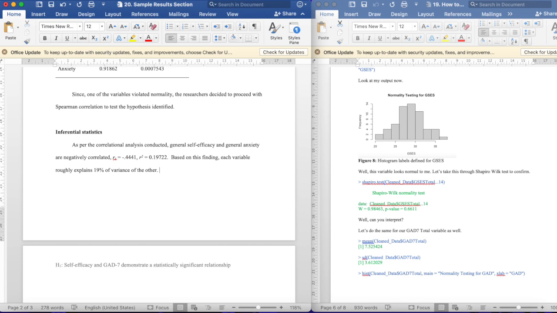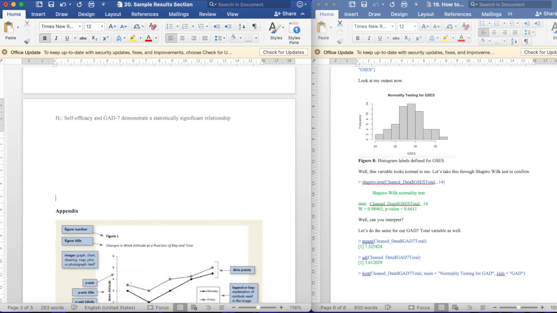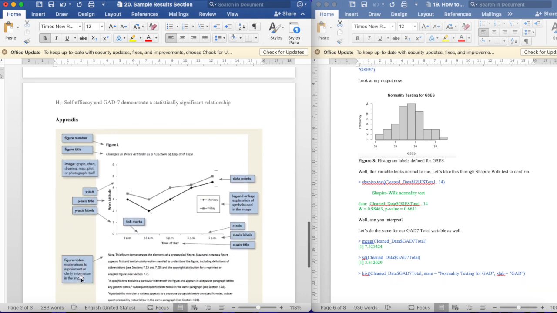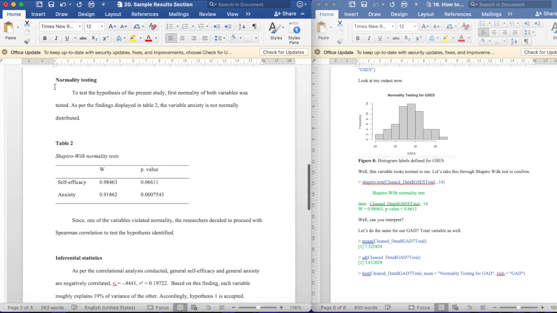And then you could say, accordingly, hypothesis 1 is accepted. Now see, this is exactly what a basic results section would look like. So you can have an appendix further if you want to have an appendix. You don't actually need to have an appendix here, but I just included this here so that you would know how exactly you need to report a figure. So please read up on that, how to report a figure. I'm not going to go through it today here.